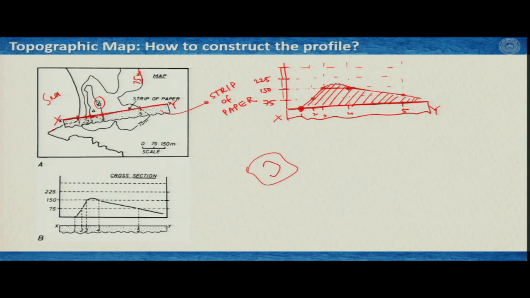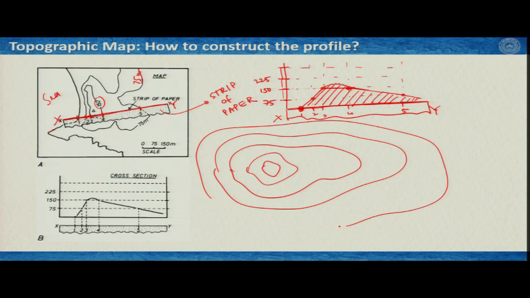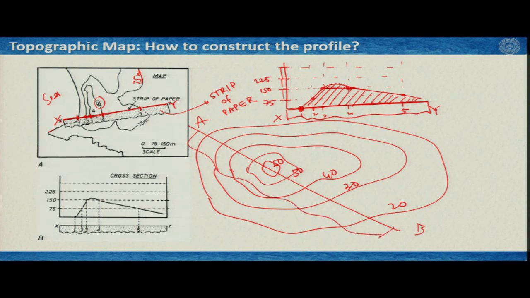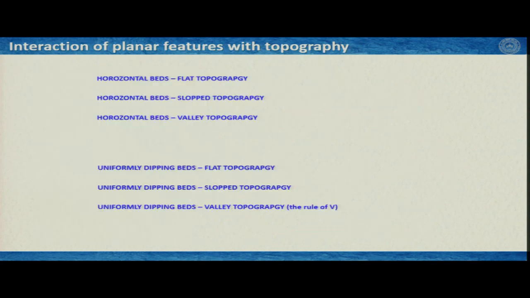So it doesn't matter how your topography is, and so on. You can cross section say A to B. Say this is 20, this is 30, this is 40, this is 50, and this is 60. So if you draw a profile along this, again you have to put a paper strip here. So you mark this point, this point, this point, this point, and so on. You go on and then you again make your grid, and then you know the values, you plot it, you will get a series of points, and then you are done. But we will have a little lab demonstration on this, on how to construct the profile from a topographic map.